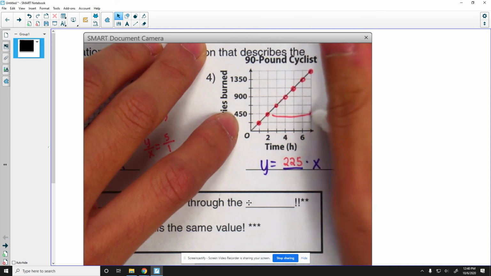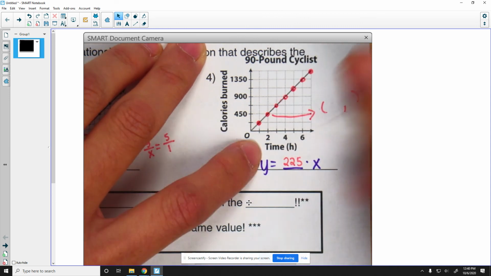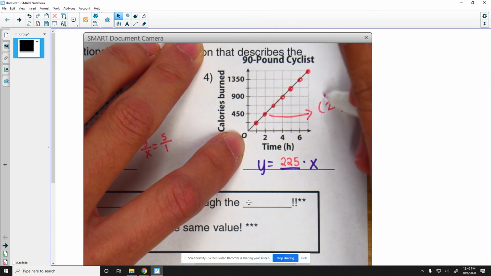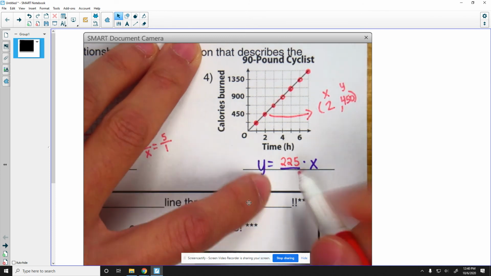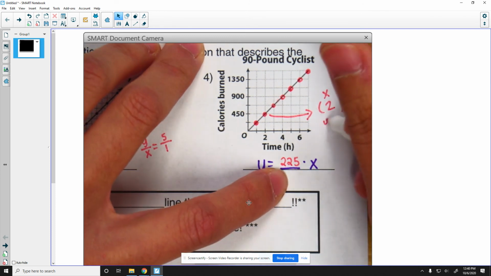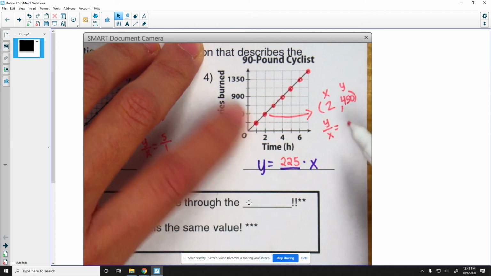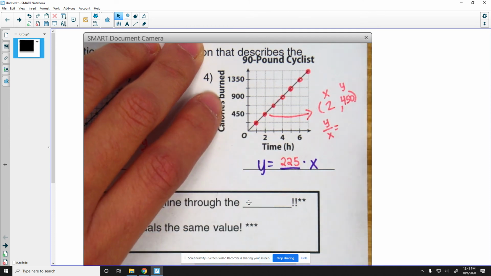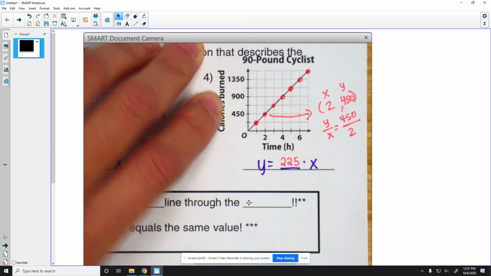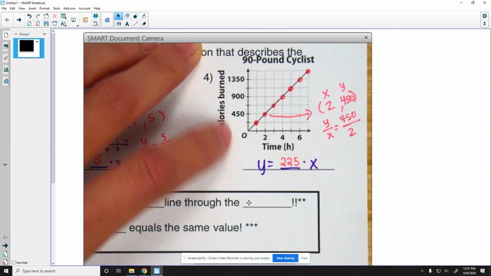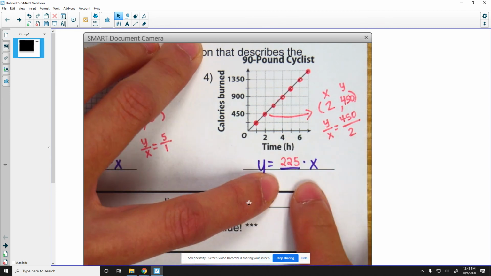So for this dot right here, it looks like it's 2, 450. So just like what we did before, here's my x, here's my y. To figure out this number, I go y over x's. So if I divide y over x's, Alex, which number is my y number? So 450 divided by Alex, what number is my x number? 2. So 450 divided by 2, just use your calculator, gives me 225. That's how I know that it's 225.